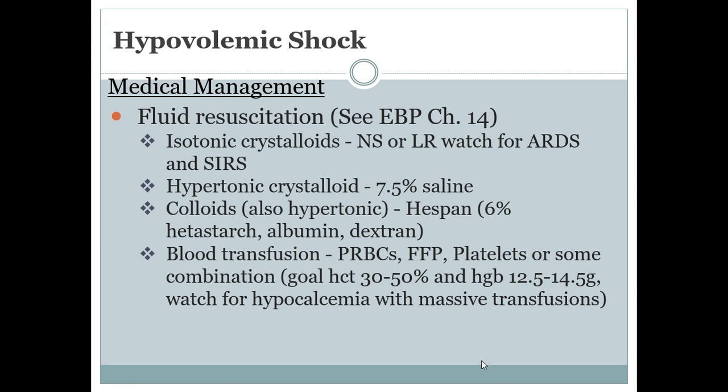Another thing to mention too with hypovolemic shock is we might give them blood transfusions, especially if it's someone who's bleeding. So what are our blood transfusions? PRBCs are red blood cells, FFP, fresh frozen plasma. We might also give some platelets. Usually it's a combination if you have someone with severe blood loss. Your goal is a hematocrit of 30 to 50%. Another thing you want to watch for is hypocalcemia with massive transfusions due to the preservative that they use. And then the hemoglobin, you want 12.5 to 14.5.